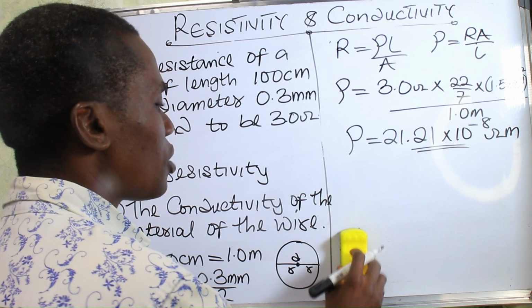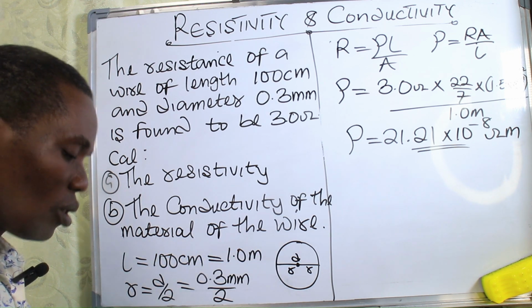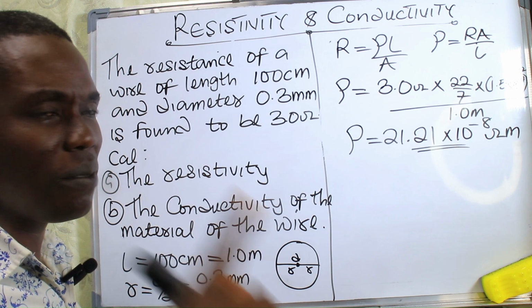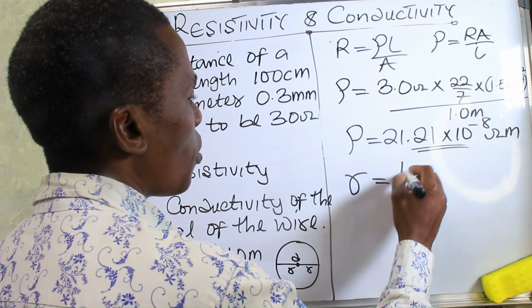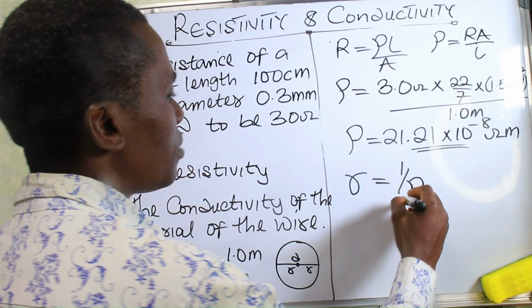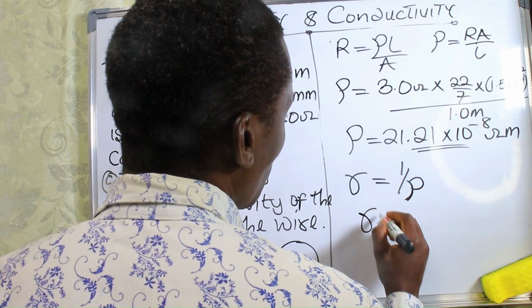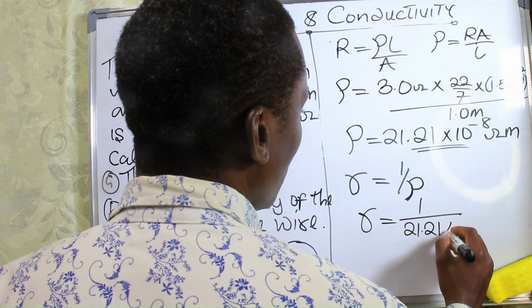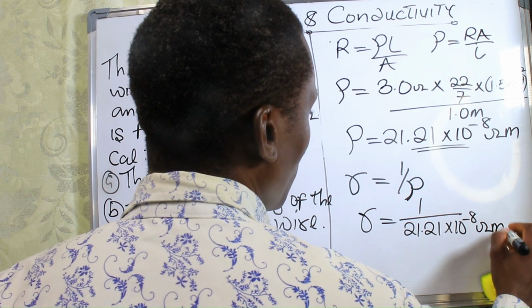Now the next question where they ask you to find the conductivity of the material of the wire. Now how can we find the conductivity of the material of the wire? Remember that conductivity is 1 divided by resistivity. So the conductivity is equal to 1 divided by the resistivity. So what we just need to do is to say this will be equal to 1 divided by 21.21 times 10 to the power of minus 8 ohms meter.